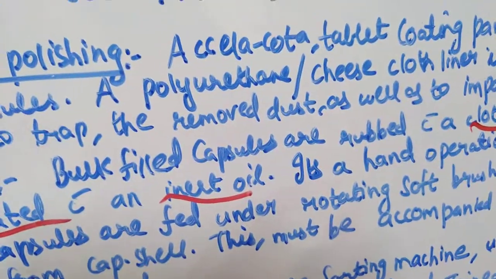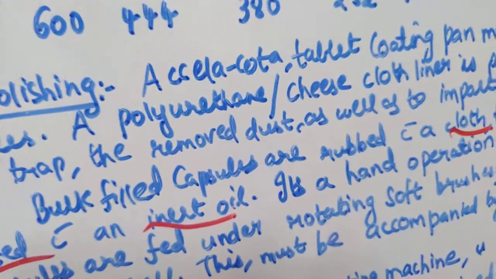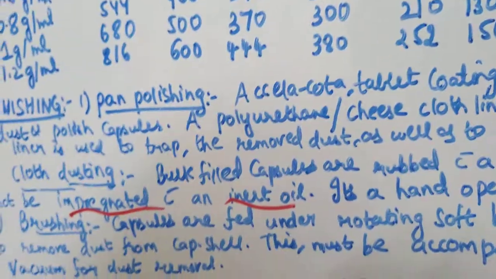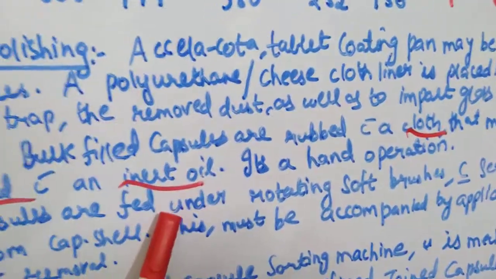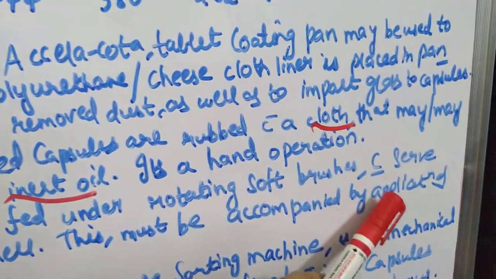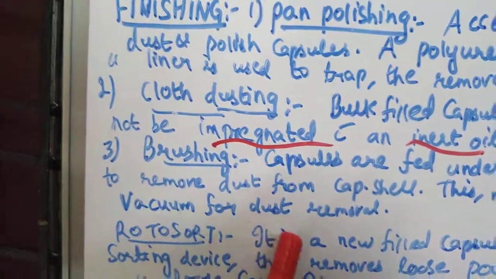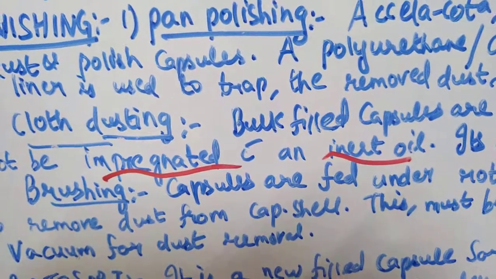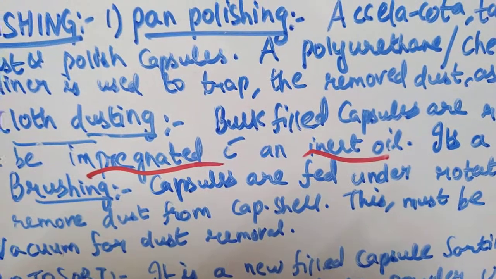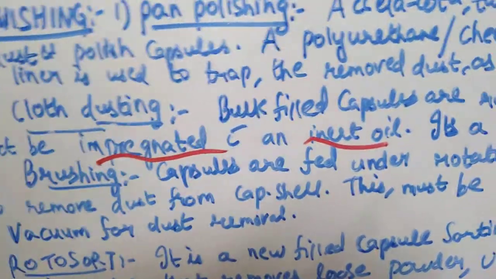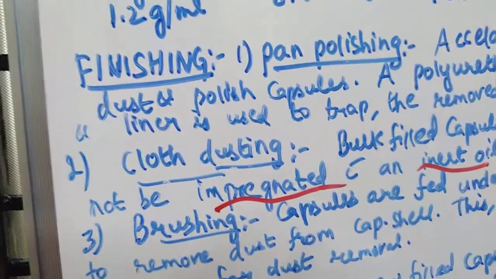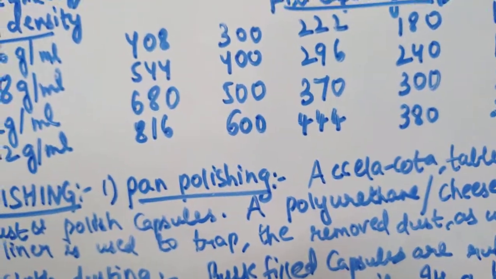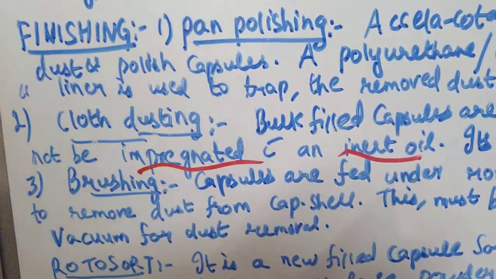This operation must be accompanied by application of vacuum for dust removal, because some materials are extremely difficult to remove by brushing. When you apply vacuum, it will help in the removal of dust. So this is the finishing of capsules: pan polishing, cloth dusting and brushing.